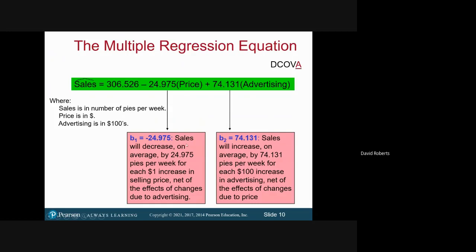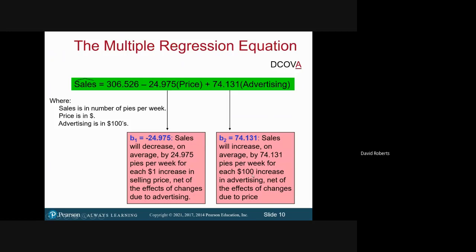So in this case, sales will decrease by an average of basically 25 units, because it's negative, for each dollar increase in the selling price. So if you increase the price of the pies by $1, you can expect to sell 25 fewer of them than you sold before. You can also see that the more money you spend on advertising, it's for every $100 increase in advertising.